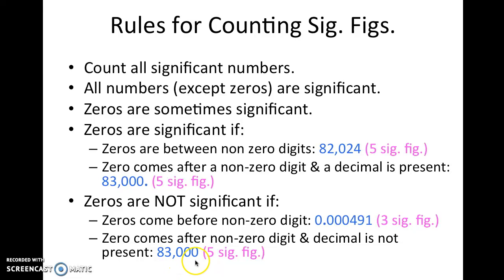And finally, a case where the zeros come after our non-zero digits, so our zeros are after the 8 and the 3, and there's no decimal place present. So in this case, we will not count those, and we just count these as 1 and 2. And this says 5, but that should say 2 significant figures. Sorry for the copy and paste error. So again, in this last one, this is 2 significant figures, not 5.